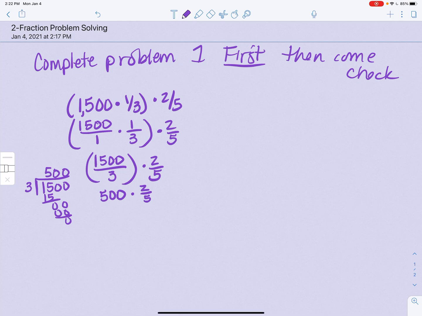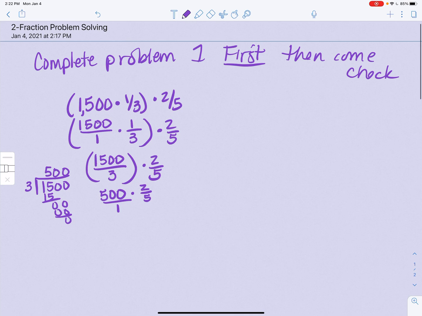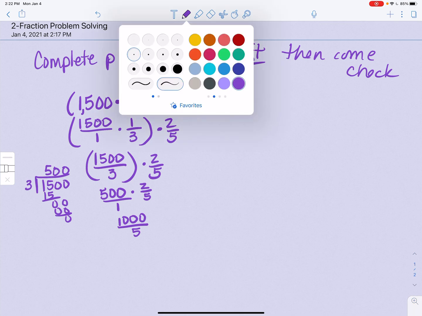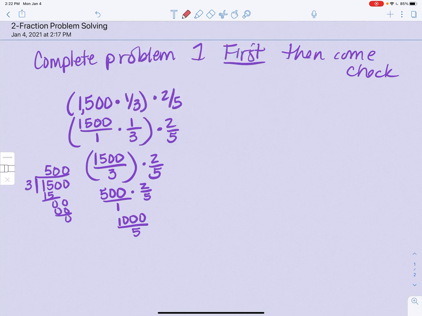And now we're doing the same thing that we just did. We're going to multiply. So 500 over 1 times 2 over 5. I'm going to multiply 500 times 2, and I get 1,000 over 5. That means 1,000 divided by 5. That's separate work. 1,000 divided by 5.